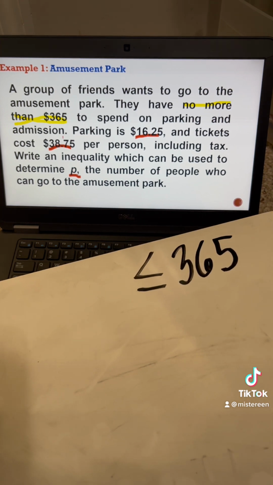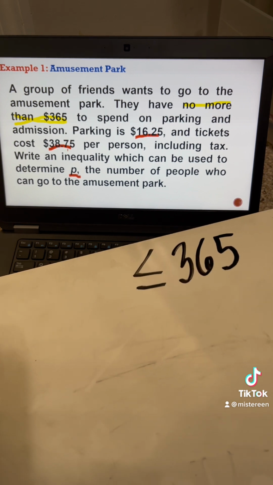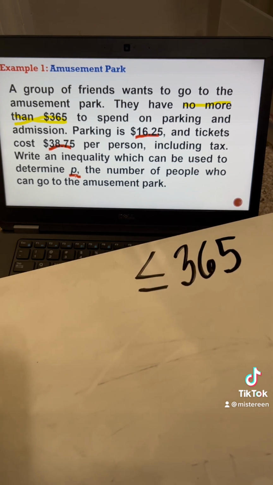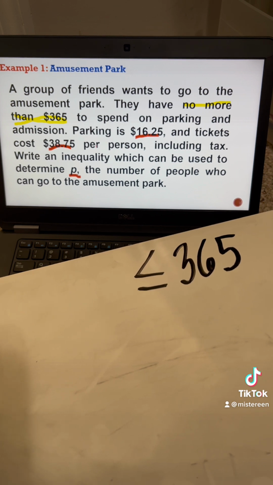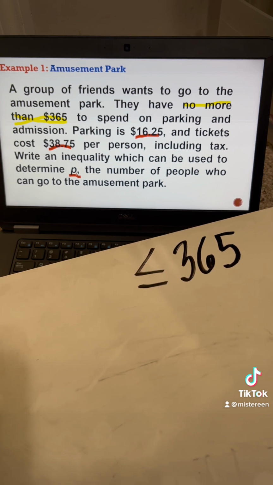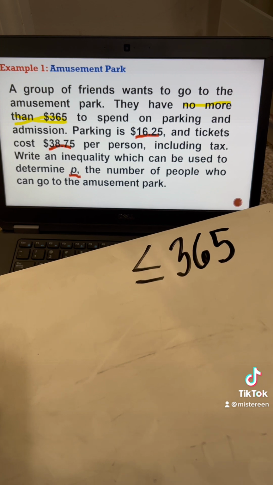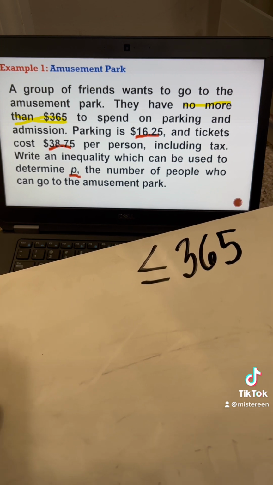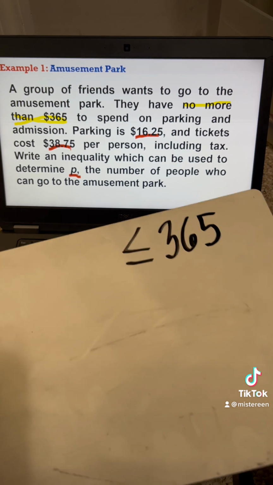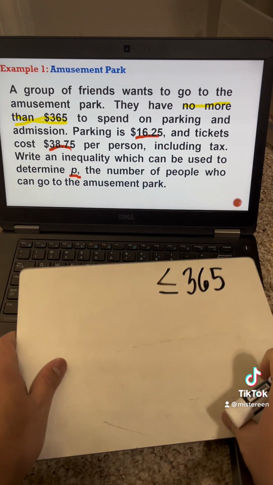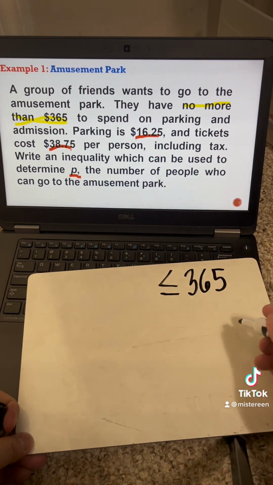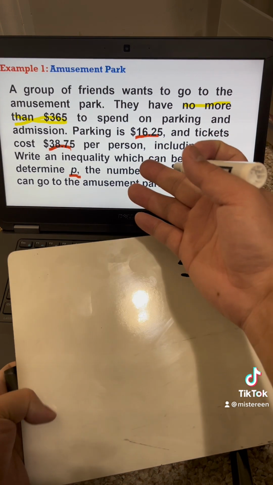So that means that these two numbers that we have, 16.25 and 38.75, one of them should have the variable P. Now, because 38.75 says per person, which means the P, the number of people, the variable P should go to 38.75. All right, so now if I write my final expression, it should be my 38.75, which means per person, so it should have the P.